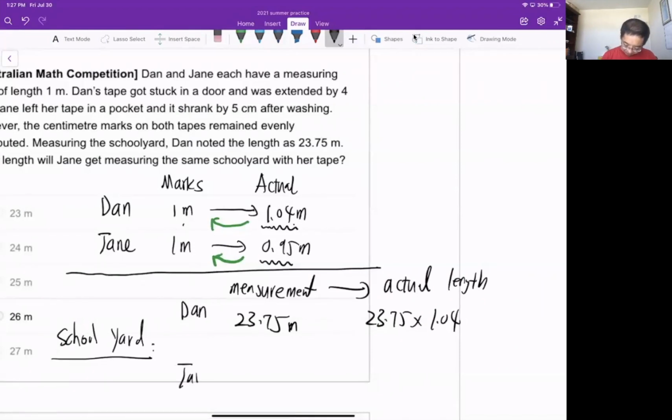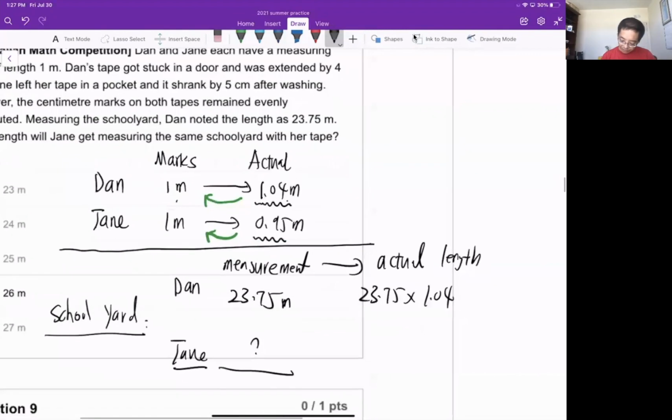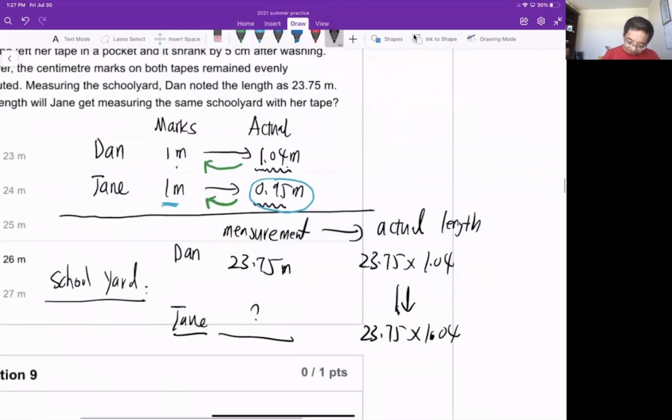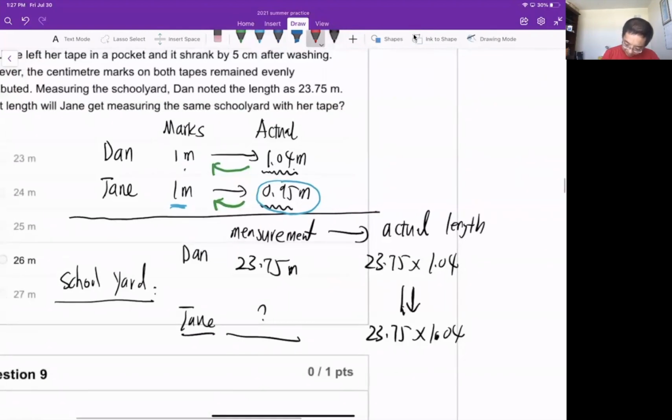And then look at Jane, right? What we want to figure out is the measurement for Jane. The actual length is the same because it's the same schoolyard, so they are equal. So this is 23.75 times 1.04. Now look at the ratio: the actual 0.95 corresponds to 1 meter read in Jane's measuring tape.